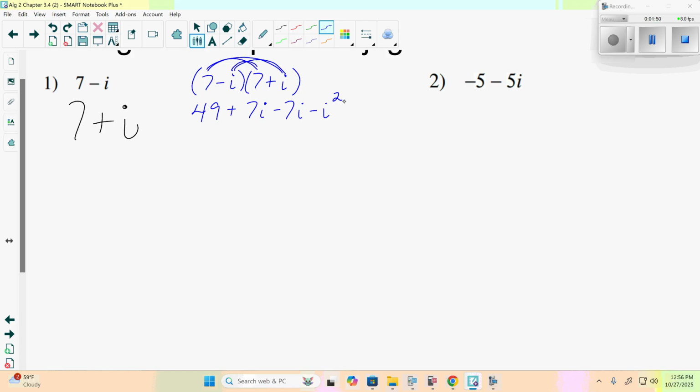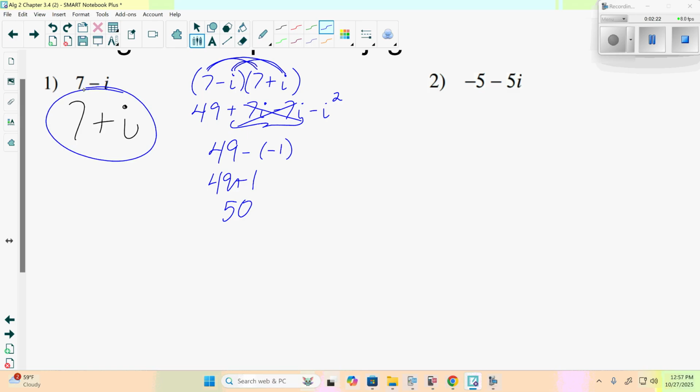Now, when we combine like terms, 7I minus 7I is 0. Our I squared is negative 1. So that gives us 49 minus negative 1, which is the same as 49 plus 1, which is 50. The interesting thing with complex conjugates is that when we multiply them together, the I terms cancel out. They simplify out and just give us a number. So the complex conjugate of 7 minus I is 7 plus I. If we multiply them together, we would get 50.